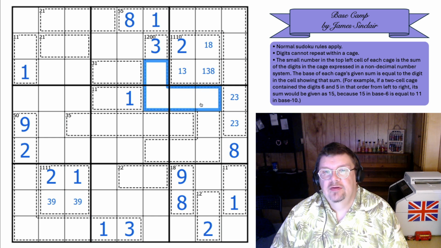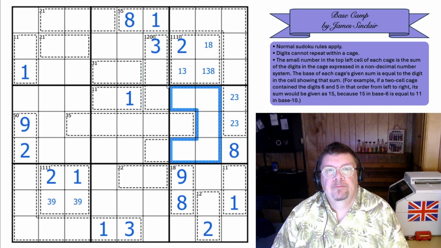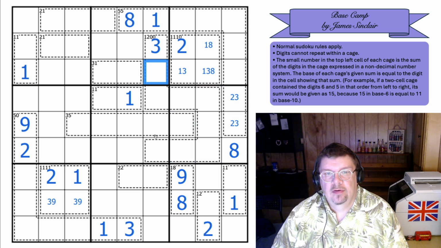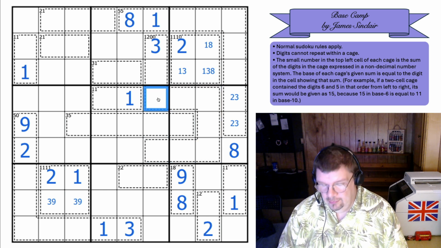Where does the 8 go in this 9-cell cage? It can't go in any of those by sudoku. It can't go here because of this box. It can't go here because of the rows. That goes there.